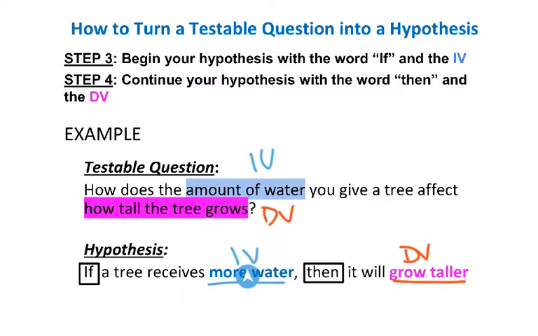So we talked about our independent variable, and then we made a prediction about what would happen to our dependent variable. You could also write this the other way around. You could say, if a tree receives less water, then it will grow shorter. It doesn't matter which way you write it. It's totally up to you. Also, your hypothesis does not need to be correct. It's okay if your prediction ends up being wrong. I'm not grading you based on whether or not your hypothesis is correct. I'm grading you based on whether or not you can write a hypothesis.